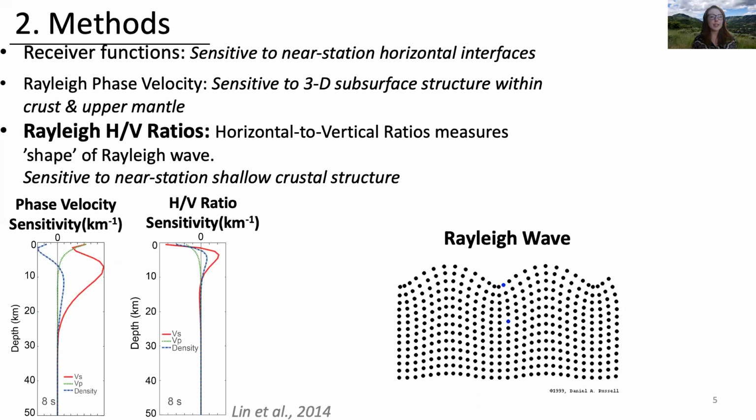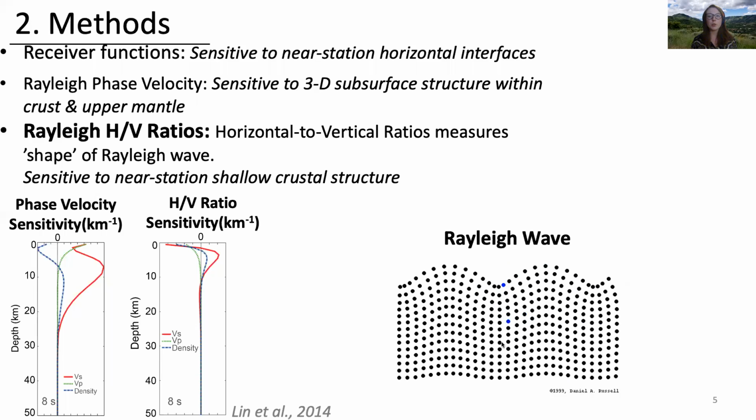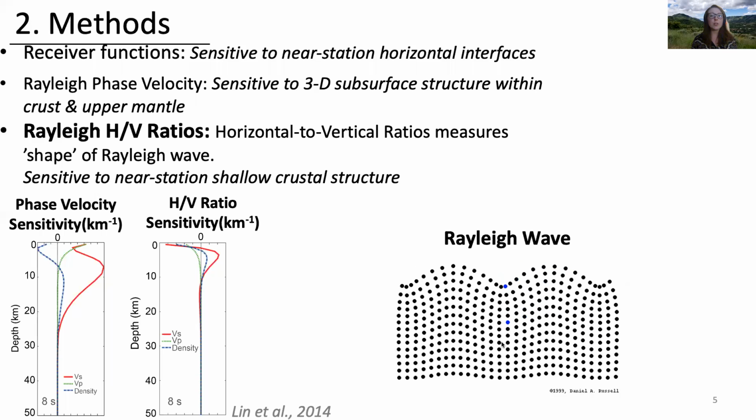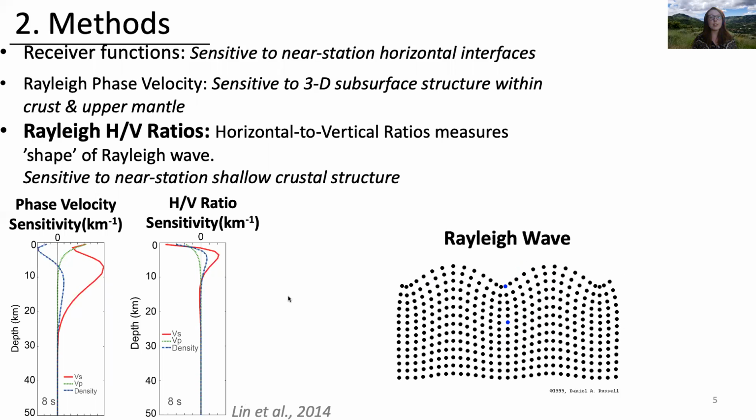Our final data set is Rayleigh wave horizontal to vertical, or H/V ratios, which measures the shape, the horizontal motion versus the vertical motion of the Rayleigh wave at a specific station. As shown in the sensitivity kernel, H/V is sensitive to shallower crustal structure compared to phase velocity for the same period.